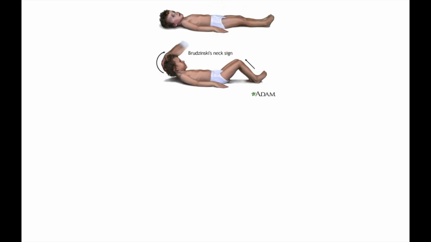Next test is Brudzinski's sign. To test for this sign, the patient lies on his or her back and the examiner puts one hand behind the patient's head and the other on the chest. Using the hand behind the neck to raise the head while pressing on the chest with the other hand, if the hips and the knees flex, the neck sign is positive.